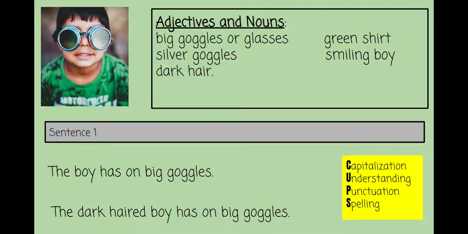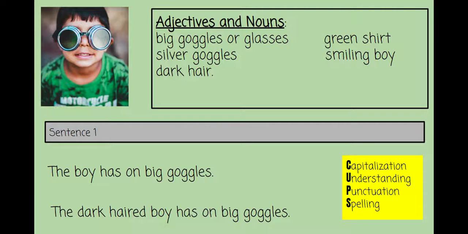Then remember, I'm going to go back and check. So I'm going to just look at that first sentence that I have. The boy has on big goggles. And I'm going to go through my CUPS. Capitalization. Does my sentence begin with a capital letter? Yes, it does. That one's good.